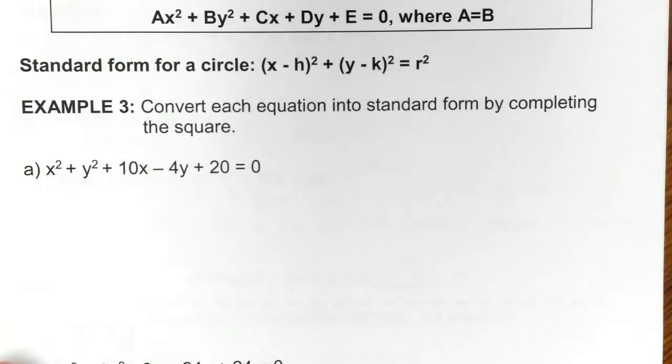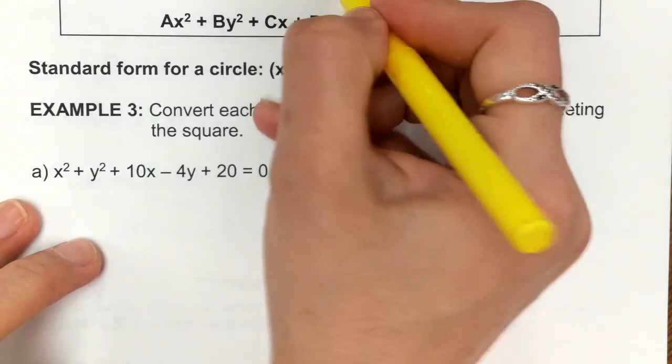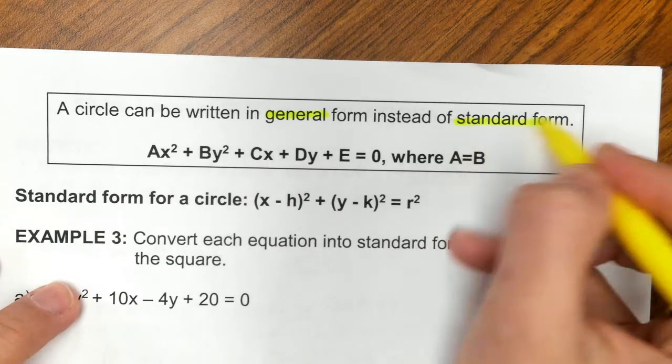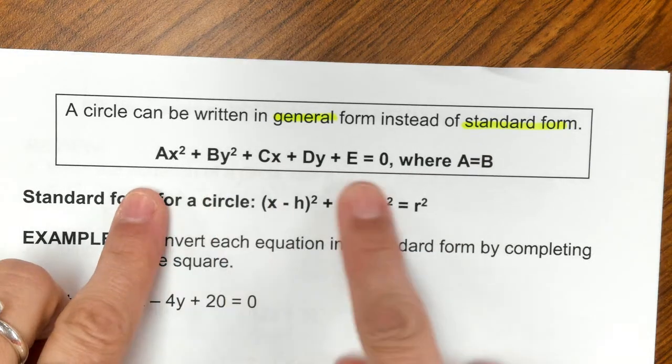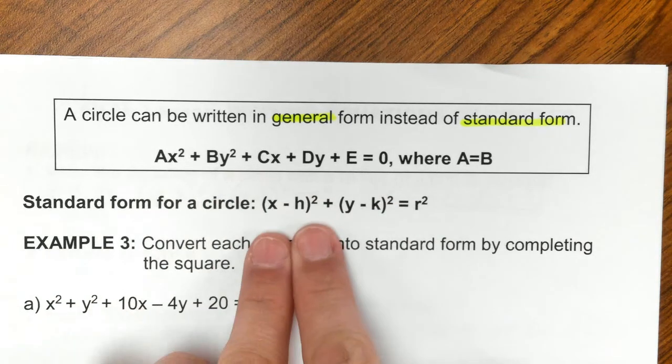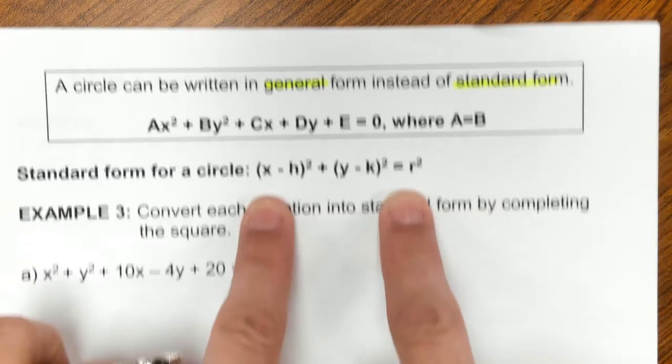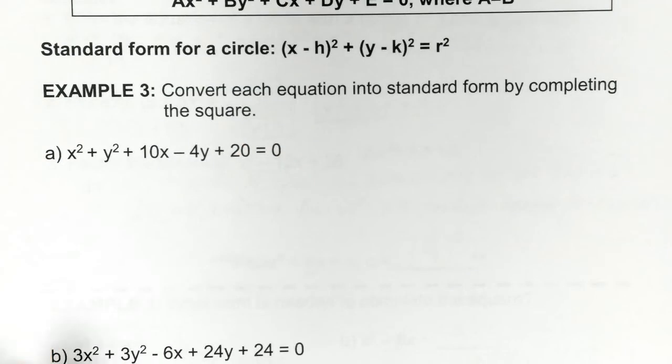All right, so taking a look at the next one, a circle can be written in the general form instead of the standard form. Your standard form is here. We're going to get it all into our circle's equation. So we need to convert each one of these into standard form by completing the square, what we just did, those two problems, A and B on example 2. The thing is, though, we have to do it to x and y.